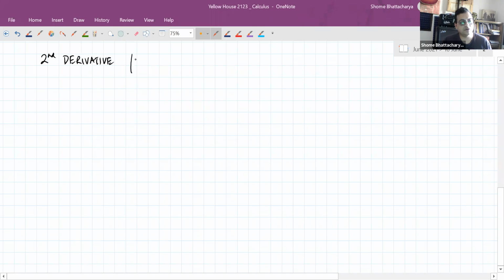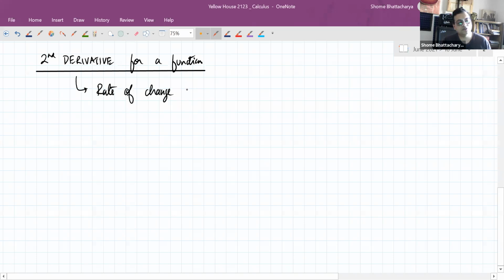Second derivative for a function. So literally the definition of second derivative is that it is the rate of change of the derivative. So second derivative means rate of change of the derivative of a function.